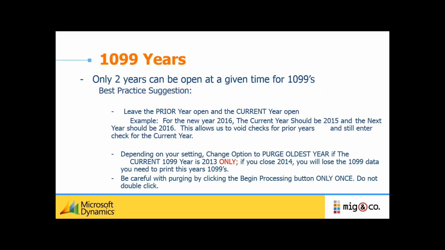When we're looking at 1099 years, as we saw in the vendor list, there are actually 2 years that are open at any one time. There's a current year and there is the next year. So if you were to leave the prior year open in the current year, that allows you to put in checks for that particular year and also make some adjustments to those checks in that particular year as well. Depending on your settings, you're going to change your process so you can basically purge the oldest 1099 year.